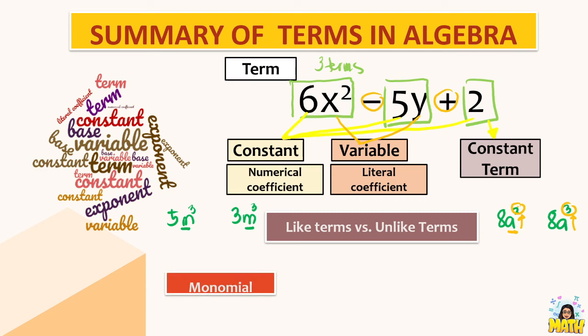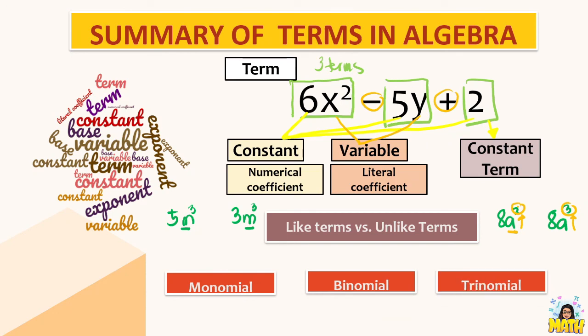And also, we define polynomials, which can be classified as monomial, binomial, and trinomial. Monomial is simply one term. Binomial means two terms, while trinomial means three terms. Okay? So, I hope na naintindihan ang mga different words or terms na ginagamit natin sa pag-aaral ng algebra.